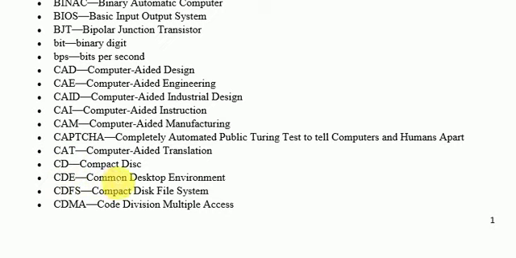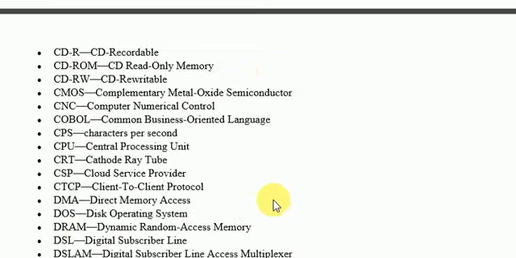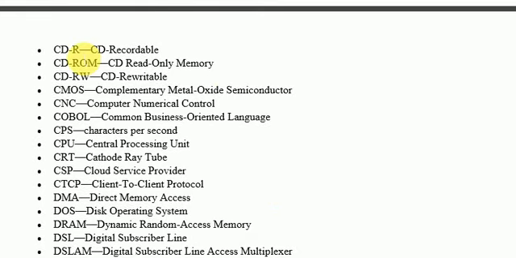CDE, common desktop environment, CDFS, compact disc file system, CDMA. Now you know very well CDMA in mobiles. The full form of CDMA is code division multiple access. The next one is CDR. CDR stands for compact disc recordable. CD-ROM, that means compact disc read only memory.